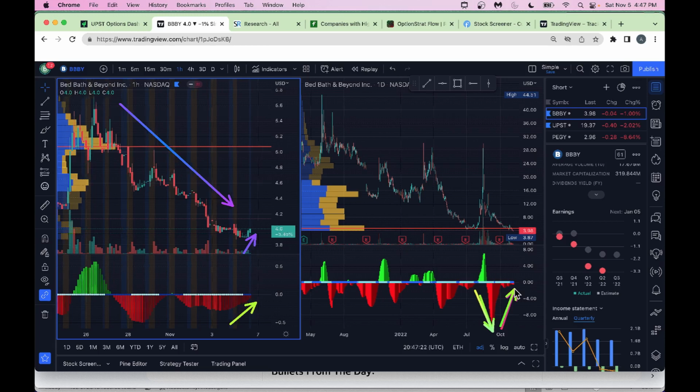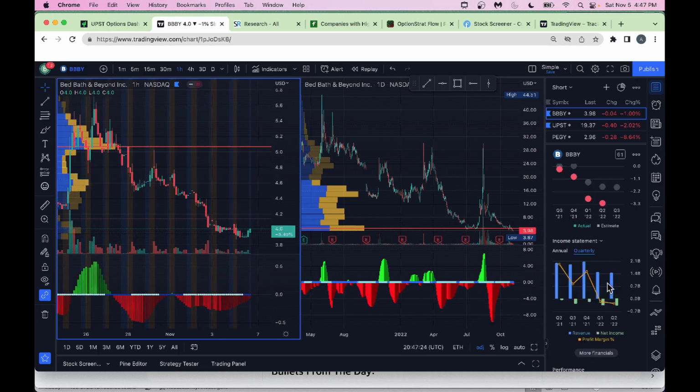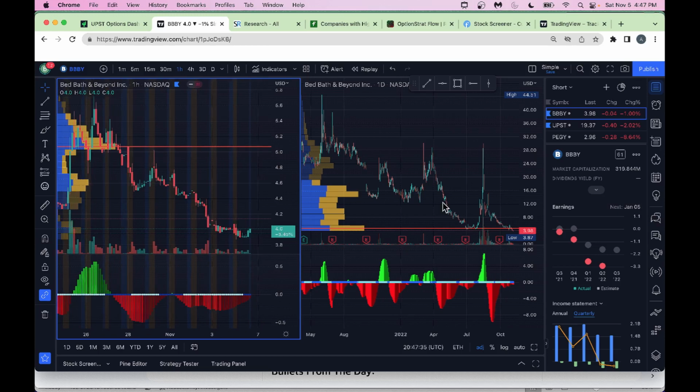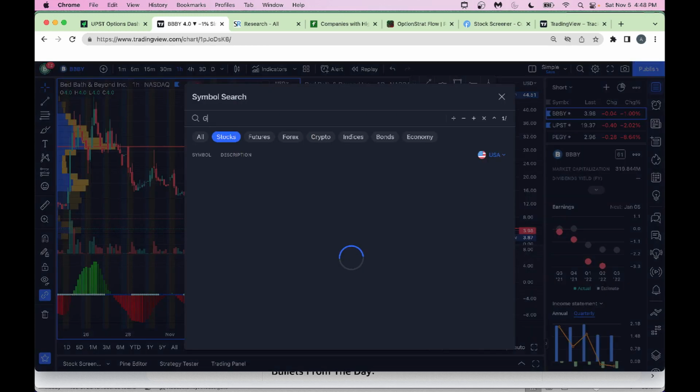And this one, as you can see here, I think from a quarterly earning perspective, we already had the quarterly earning. Next one is January 5. You don't need to worry about the earnings for a while. All right, let's look at GameStop quickly here and go from there. All right, GameStop, GME.